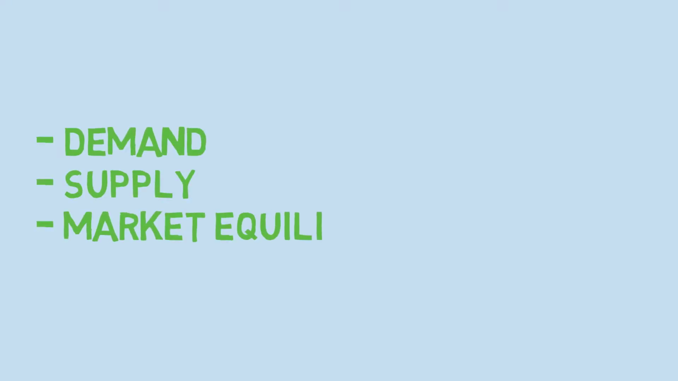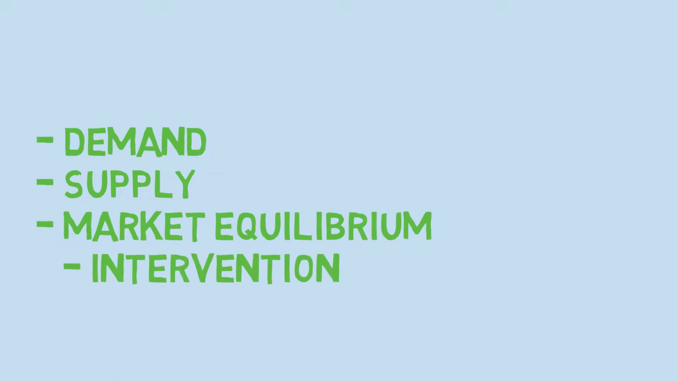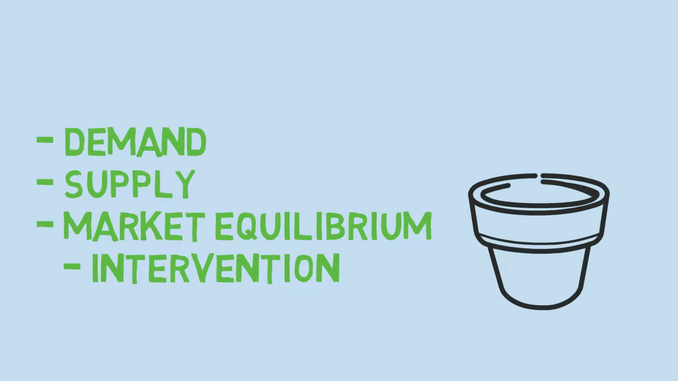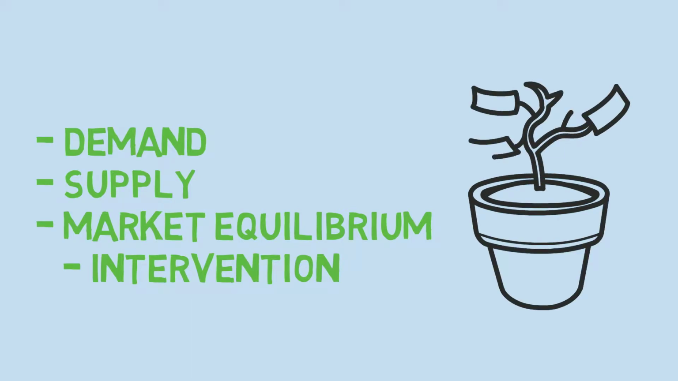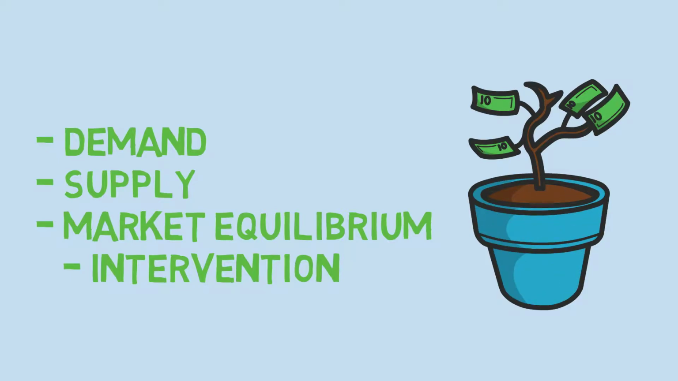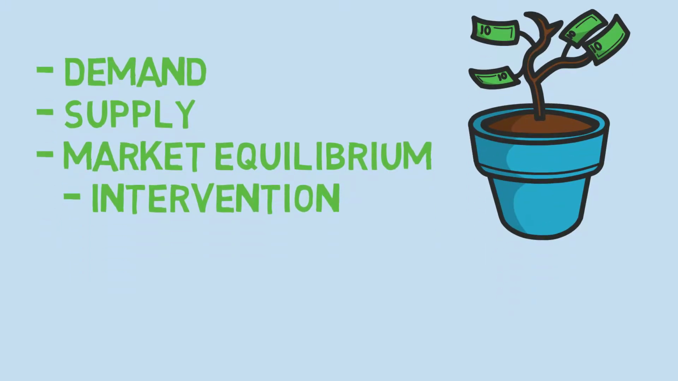A quick recap: what is demand? The amount of good that the consumer wants. Supply is the amount of good that the producer can give. Market equilibrium is when the amount of good produced is equal to the amount of good demanded. Market equilibrium can be affected by the government by using a price ceiling or price floor. Market equilibrium can be applied to various scenarios like labor markets and financial markets.